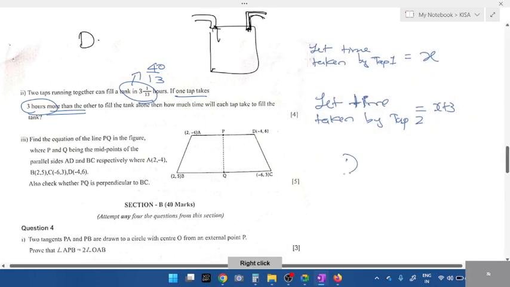Okay, next. What is the distance formula, students? Distance is equal to speed into time taken. Now, we don't know what the distance is. Distance is nothing but this tank. The amount of tank filled is the distance. So if you don't know the distance, you take it as 1. Next, what is given if one tap takes more than the other?